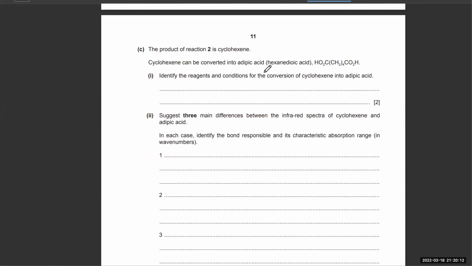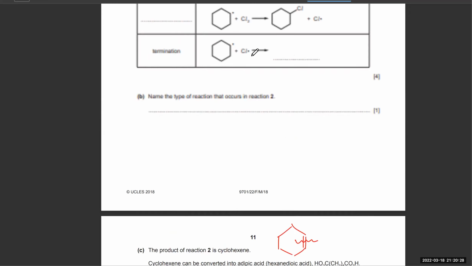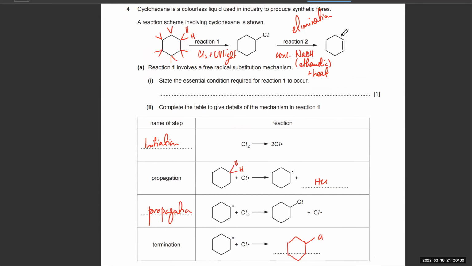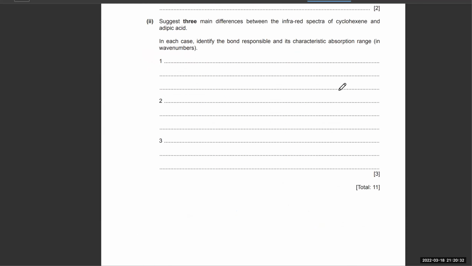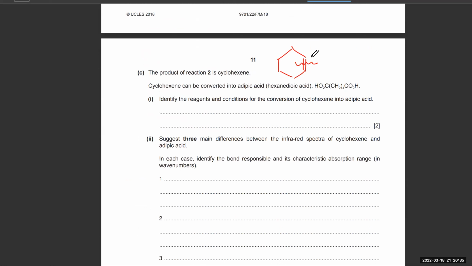Identify the reagents and conditions. So this is what he's talking about. He's talking about this molecule, and he's saying that it turns into a straight chain molecule. The only way that's possible is that the double bond breaks. Only if the double bond of cyclohexene breaks would the molecule turn into a straight chain. I mean, the ring would open up.